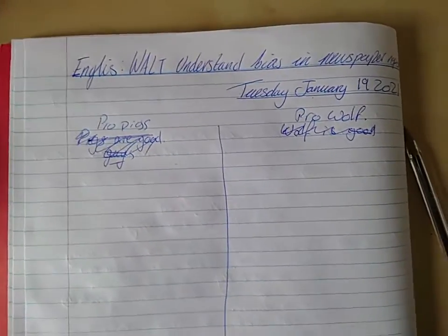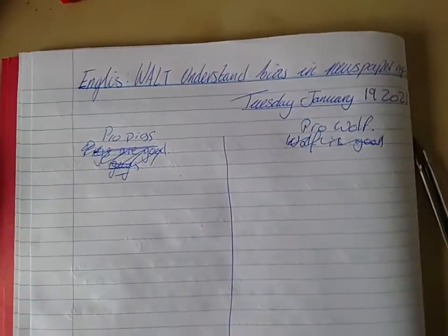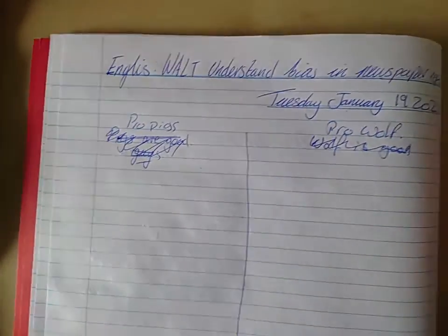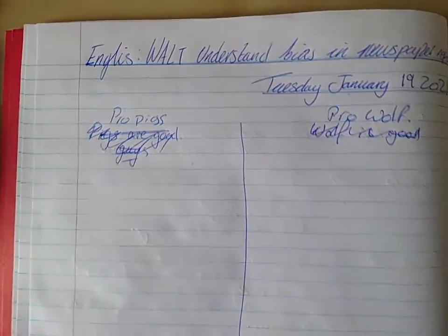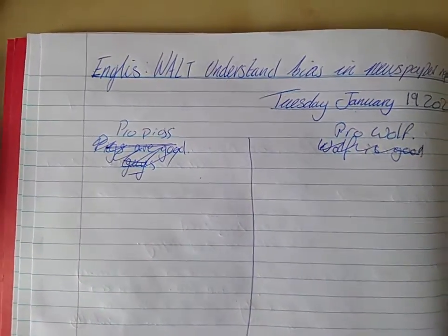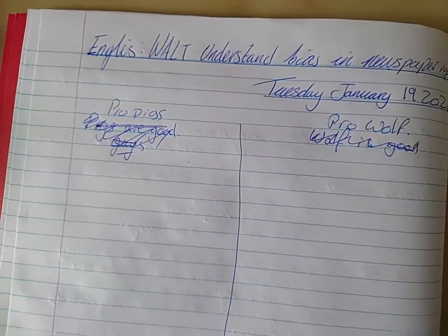So today I just want you to have a think about the story, have a think about how you could argue for the pigs, how you could argue for the wolf, and have a think about which direction you want to take your newspaper article in. Which bias are you going to have, a pro-pig bias or are you going to have a pro-wolf bias? Okay, looking forward to reading.